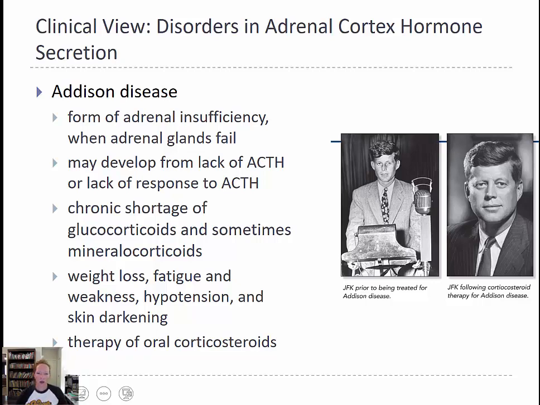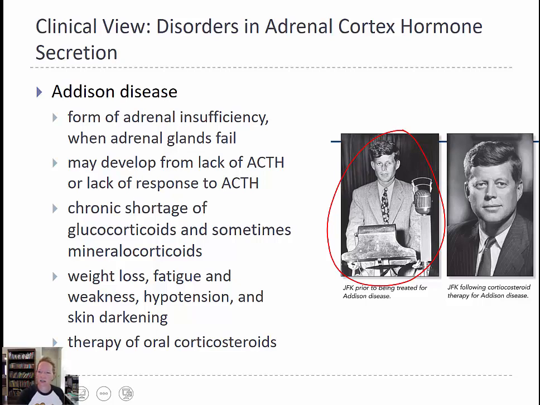That is going to cause weight loss. It can cause fatigue and weakness, hypotension, and also sometimes a little bit of skin darkening right in their face as well. So this is showing John F. Kennedy, and you can actually see the different changes that happen. In this picture, he does have Addison's disease, and he's being treated for it, but you can see how his face looks a little bit darkened, especially on the cheeks. He looks a little bit thinner in that picture as well. He looks fatigued to me, but hey, that could be because he was president. That would make anyone fatigued, right?